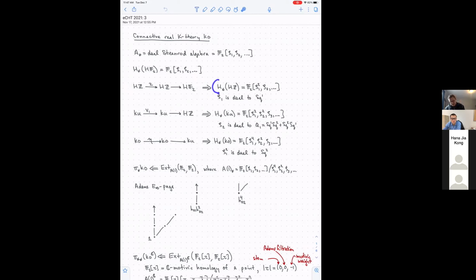And what comes out is a computation of the homology of HZ. So what you've lost here is zeta 1, the difference between the homology of HZ and the homology of HF2. HF2 has a zeta 1 generator, but H star of HZ only has zeta 1 squared as a generator, and zeta 1 is missing.